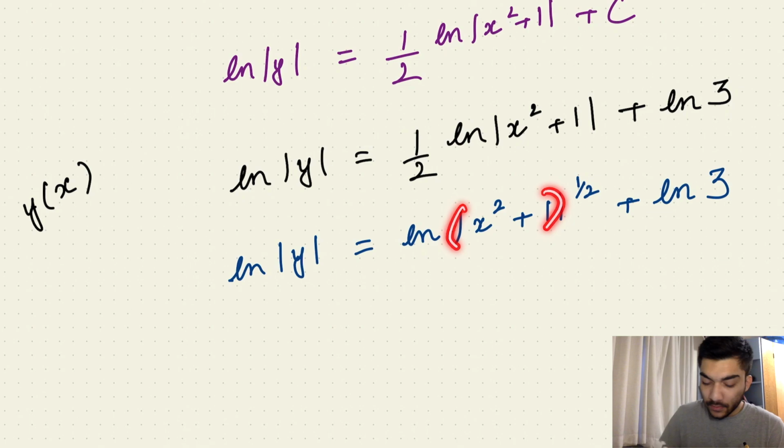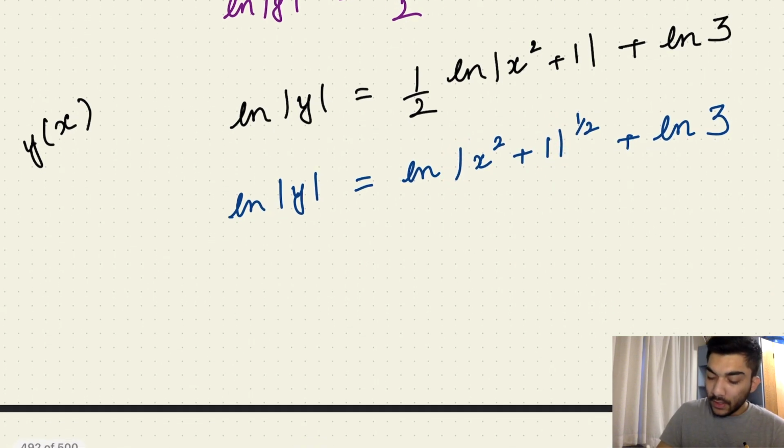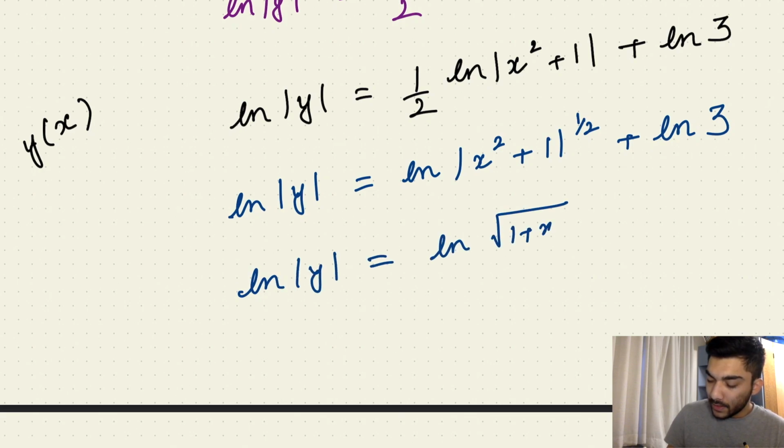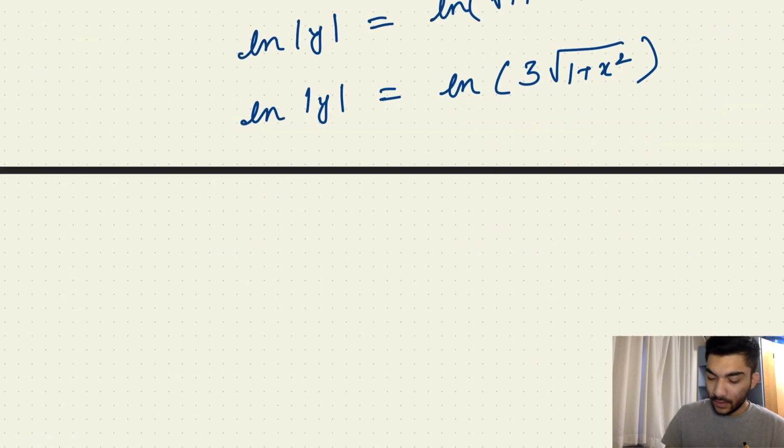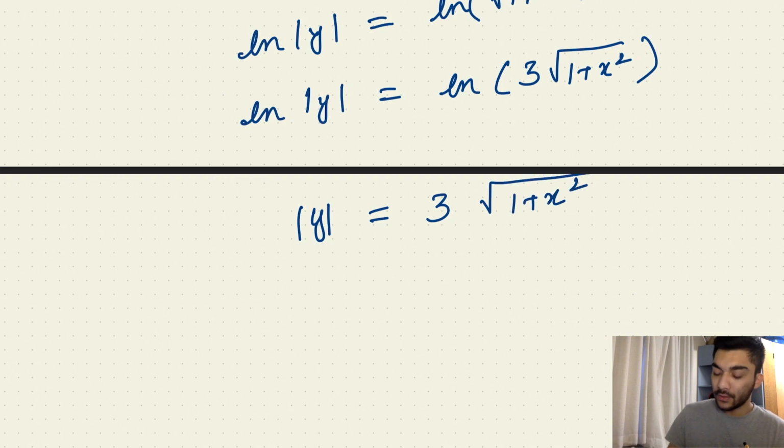You can have simple brackets as well. So let's add that. And we know that this is basically taking the square root. So we will get ln |y| equals ln root 1 plus x square plus ln 3, right? And now using the product rule of logs, we can write this as ln 3 times root 1 plus x square. And after this, if we take the exponent on both sides, we can write absolute value of y equals 3 times root 1 plus x square.